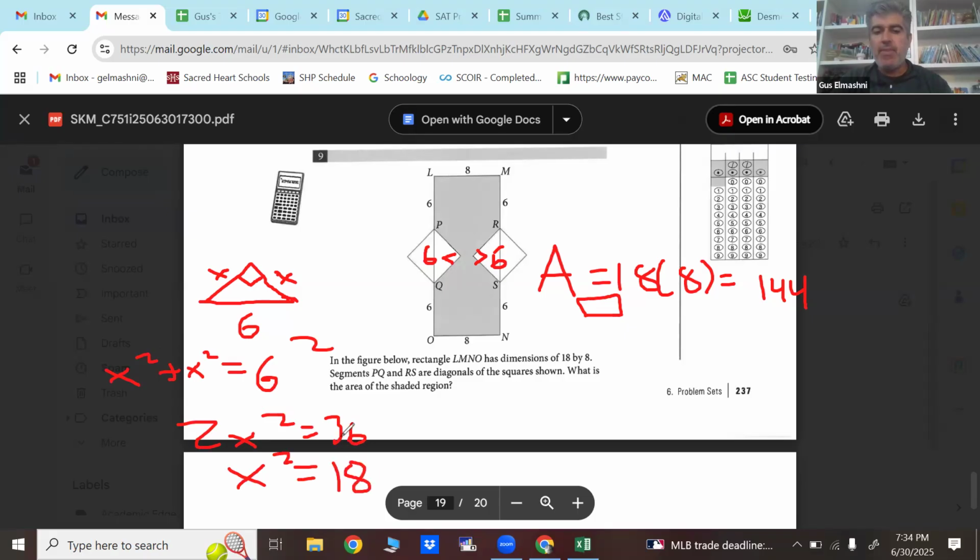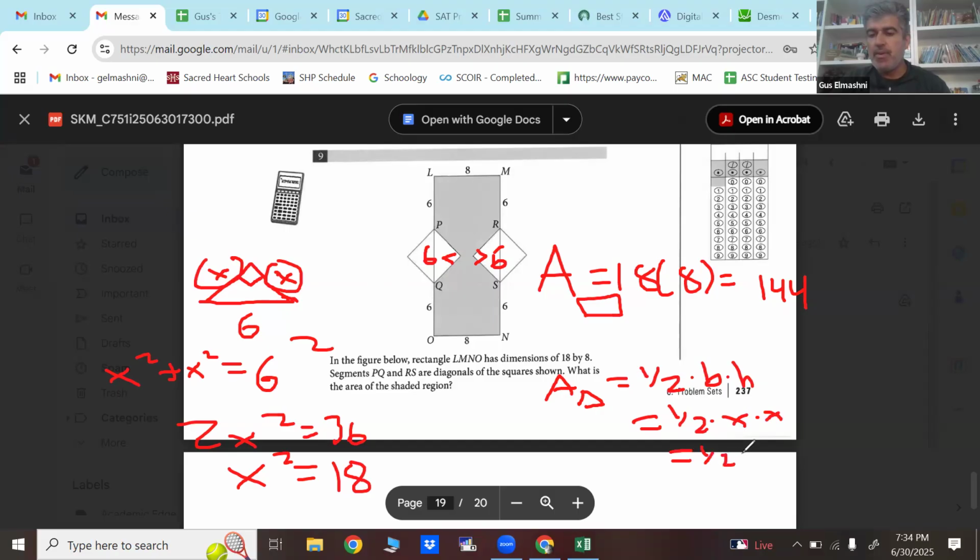18. Now, if you think about it, isn't the area of the triangle going to be 1/2 times base times height? And what's your base and height here? Square root. Yeah, of each one, or you could just say it's 1/2 times x times x, or 1/2 x squared. Oh, so that's 18. Correct.